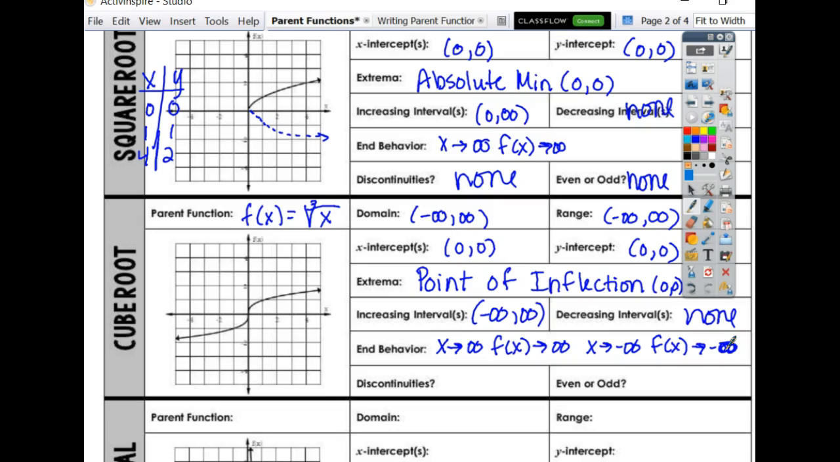Discontinuities? Is there an infinite? Is there an asymptote? Nope. Is there a jump? Is there a removable? So this is, okay, is that even? Can I fold it around the y-axis? No. Is it odd? I can go around the origin.